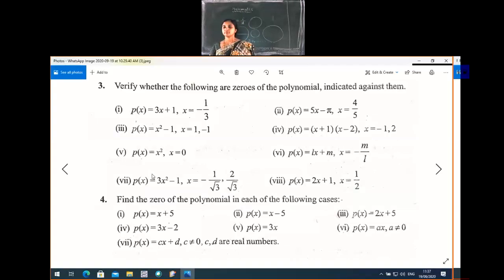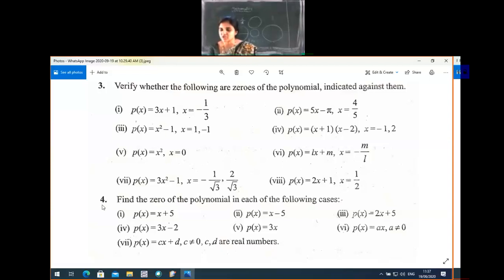Next, third question. In the third question you have: verify whether the following are zeros of the polynomial indicated against the value. So we have to check whether the given value is a 0 of the polynomial. When we substitute this indicated value, if the polynomial becomes 0, then this indicated value is a 0 of the polynomial. Otherwise, it is not a 0 of the polynomial. So here you have a total of 8 questions. You just work out which one is a 0 of the polynomial and which values are not a 0 of the polynomial.